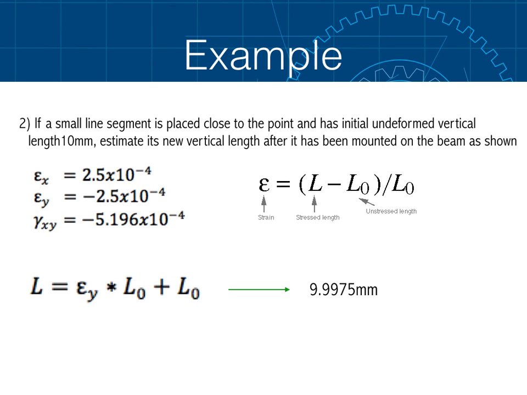And this is 9.9975 millimeters, which makes sense given that the normal strain along the y direction was a negative value, meaning instead of being stretched, the small line segment was actually compressed. This is the answer for part 2.